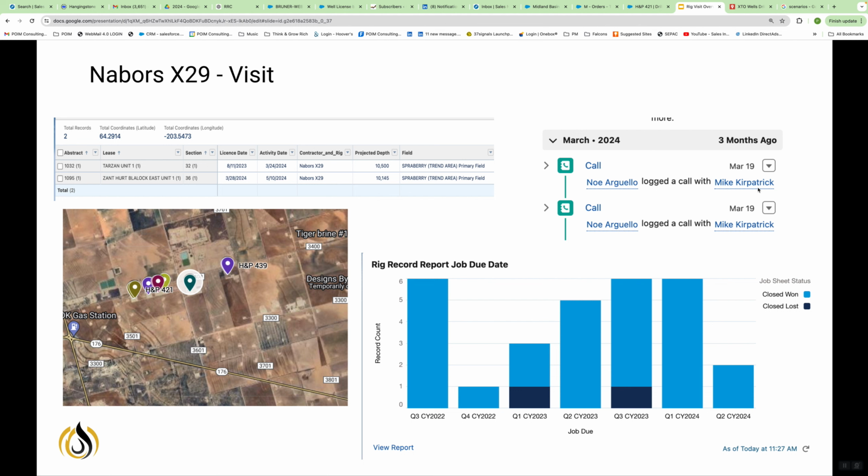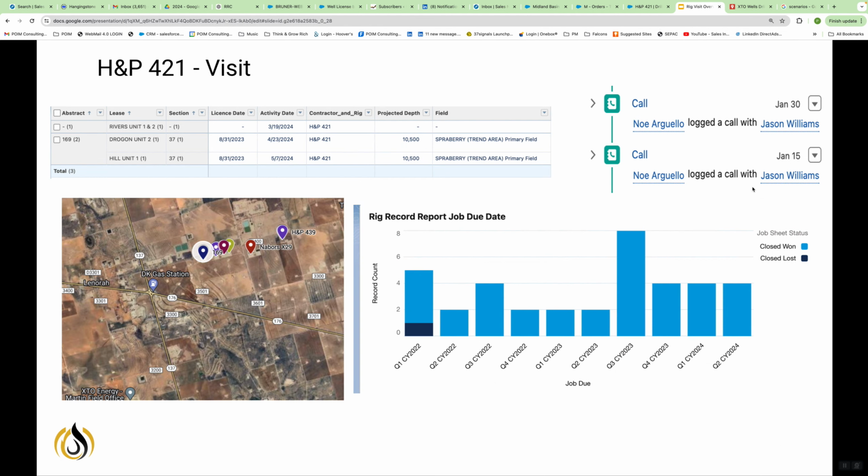Three months ago, Noah did talk to Mike Patrick. So in your instance of Salesforce, there is a contact for you to talk to. HP 421 is a very similar scenario. When we look at these job sheets, they are at the beginning of the quarter, so ultimately we could see a spike like this if they were to get some job sheet orders by the end of the month. Noah again talked to Jason Williams, a contact out at the rig, so you have somebody to talk to. They should still be located in this particular area.